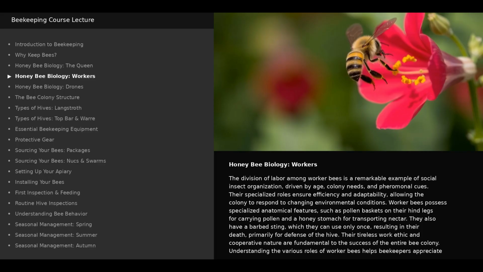Understanding the various roles of worker bees helps beekeepers appreciate the complexity of the hive and manage it effectively, recognizing the importance of a strong, healthy workforce for honey production and colony growth.